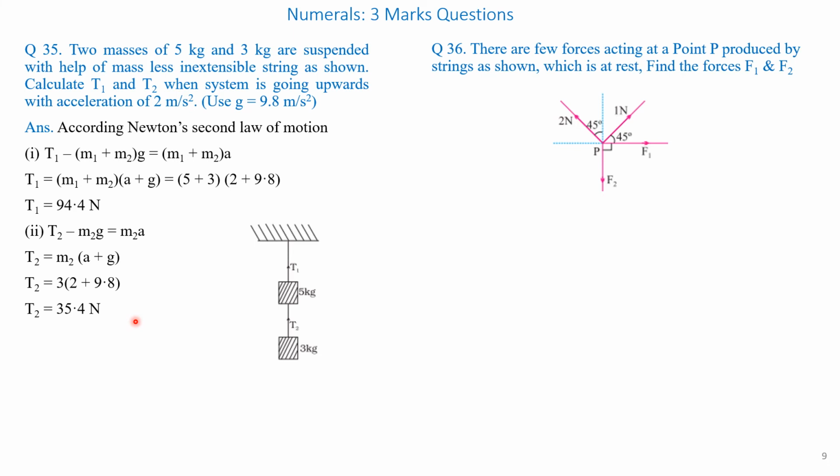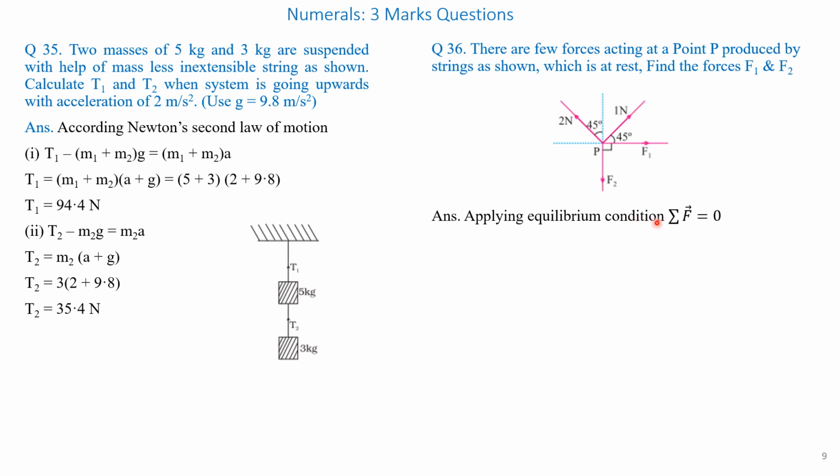Next question. There are a few forces acting at a point P produced by strings as shown in the figure. This point P is at rest. Find the forces F1 and F2. F1 is here and F2 is acting downwards. We have to find them. And the other forces acting on P are given in the diagram. Let us solve it. Answer.